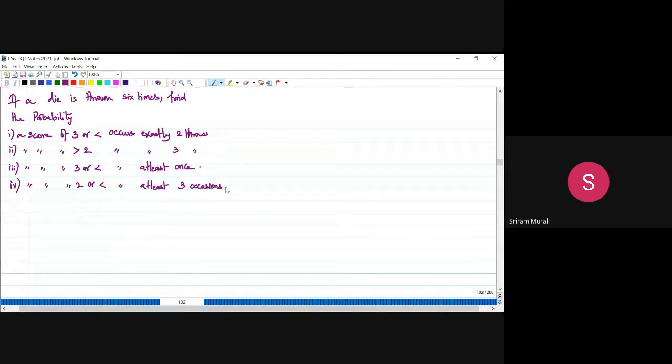How do we know this is binomial? By reading this question, this experiment is repeated a finite number of times. If an experiment is being repeated a finite number of times, I would say this is a binomial distribution. Now, the answer.